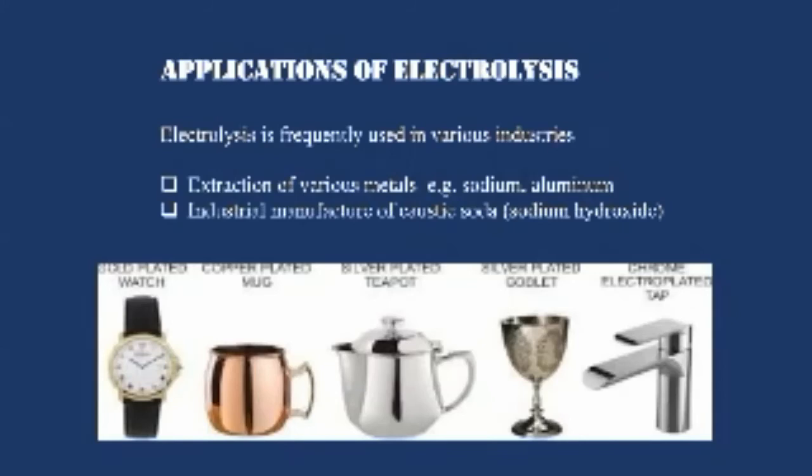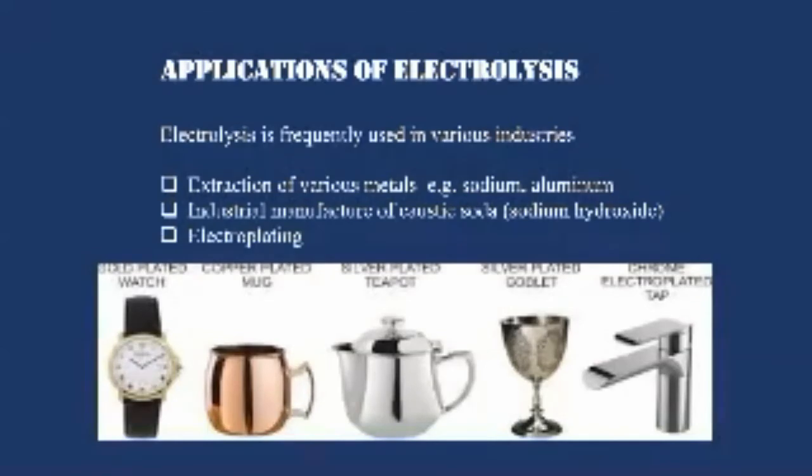Industrial manufacture of caustic soda or sodium hydroxide. Caustic soda is a very important compound. It can be used in industries of making paper. It can be used to make soap and detergents. Therefore, sodium hydroxide can be prepared by the electrolysis of aqueous sodium chloride.